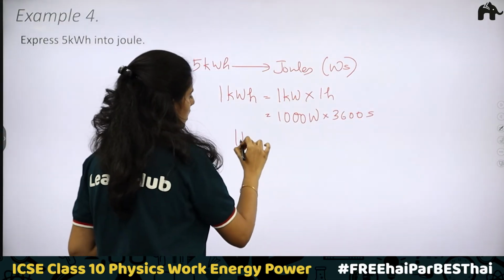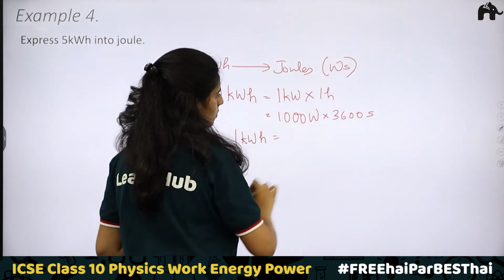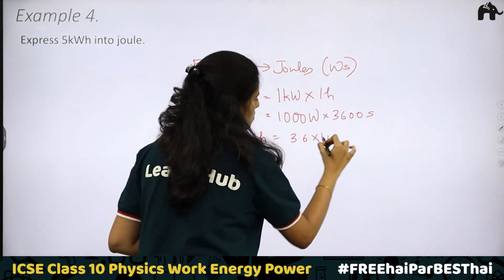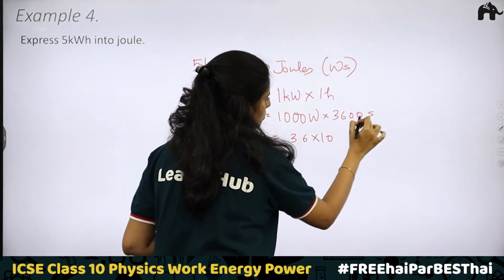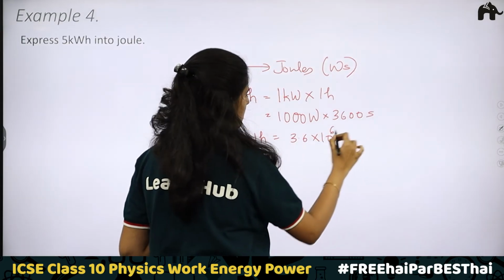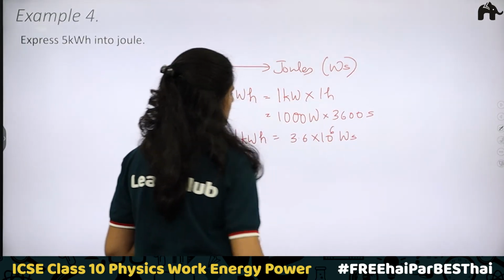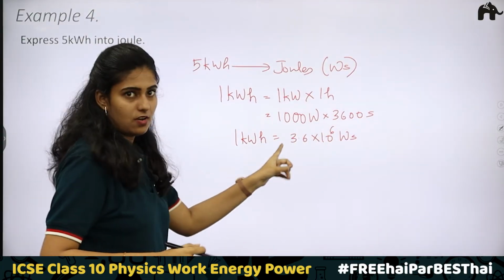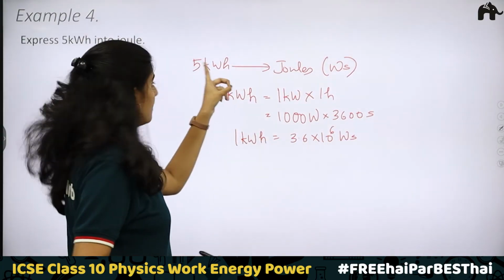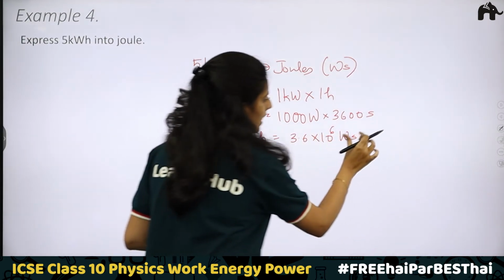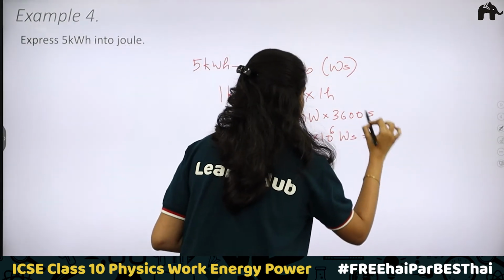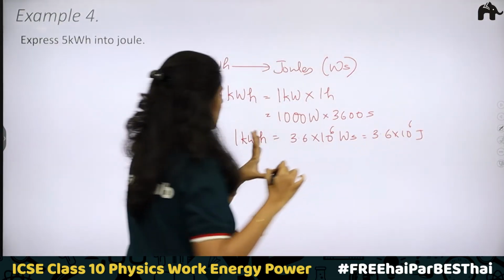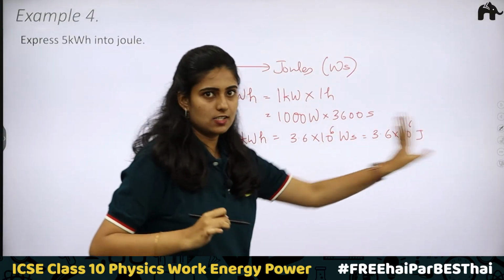So 1 kilowatt hour, how much do we get? It will be equal to 3.6 into 10 raised to 6 watt second. 3.6 into 10 raised to 6 watt seconds is 1 kilowatt hour. How much do we need? We need 5 kilowatt hour. This watt second is equal to joules, that is the SI unit. 1 kilowatt hour is equal to 3.6 into 10 raised to 6 joules.